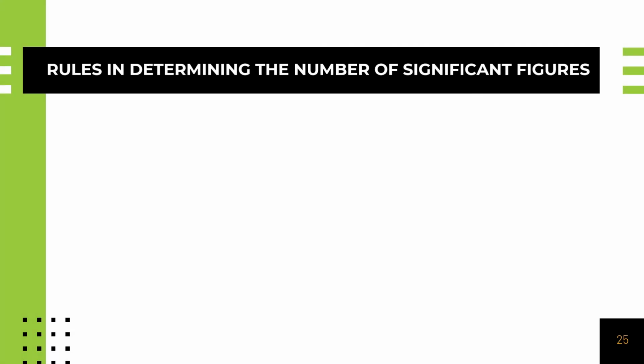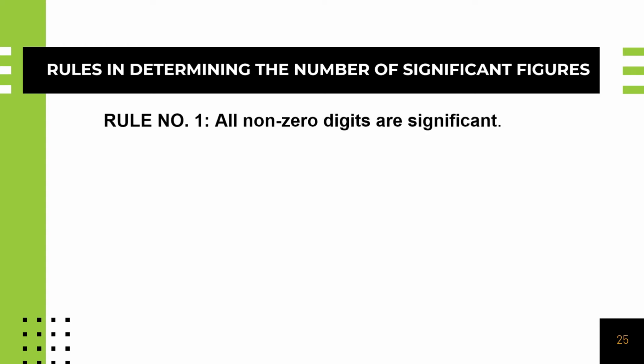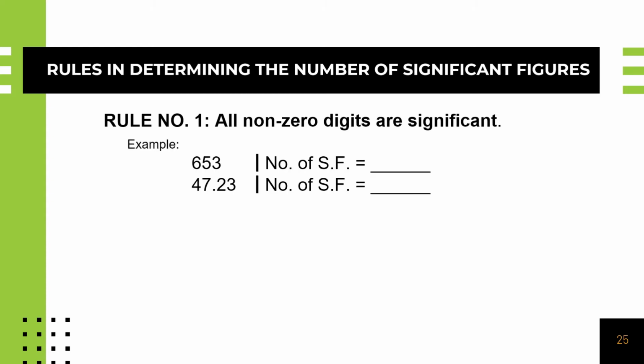Okay, so next one is the rule for determining the number of significant figure. So the first rule is number 1, all non-zero digits are all significant. Okay? So example niya, we have 653, number of significant figure is 3. So walang zero digit dyan. Next, regardless of decimal point, sa 47.23, that includes a significant. So lahat yan significant figure.